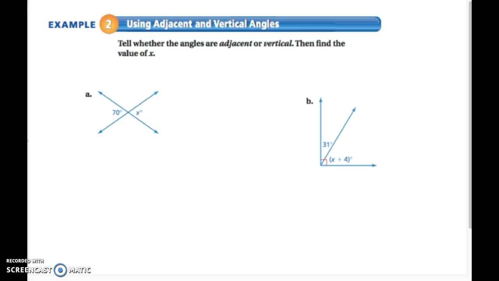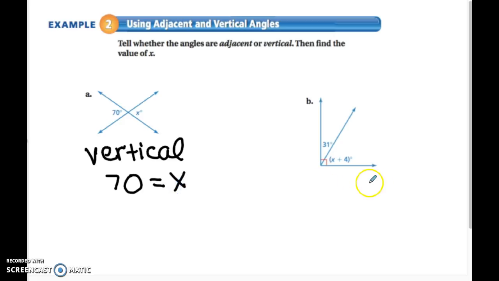Okay. Now we want to tell whether the angles are adjacent or vertical and then find the value of x. So if we look here in A, these angles are opposite each other and they're formed by 2 intersecting lines, which means they're vertical angles. Okay, and we know vertical angles are congruent, which means they're equal. So we can say 70 equals x. So the value of x is 70.